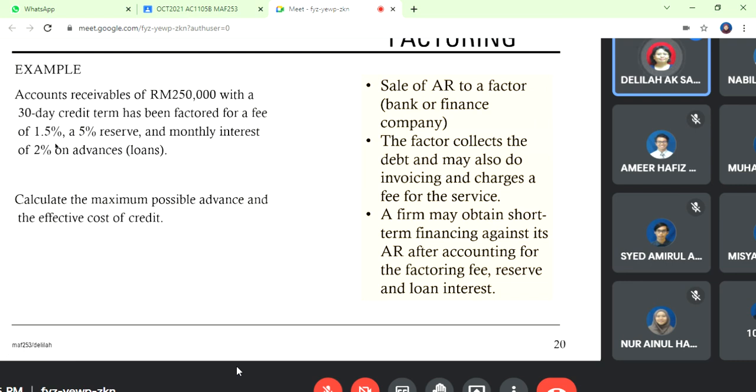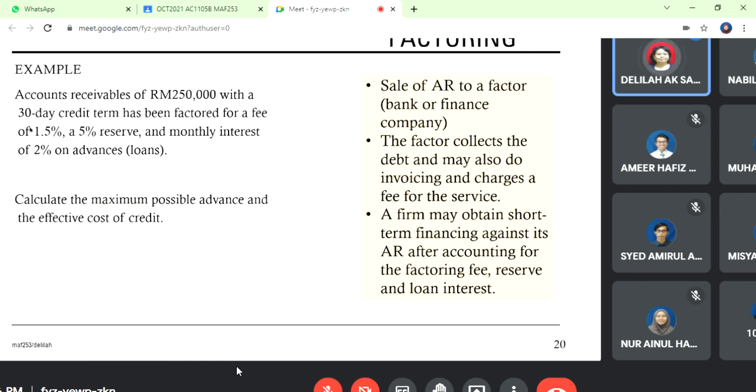The other one is called factoring. So factoring, you sell your account receivable balances either to a bank or to a finance company. So after you sell the account receivable, the responsibility to collect payment will no longer be your company's. The work to get payment from the debtor now falls to the bank, the bank will do it.